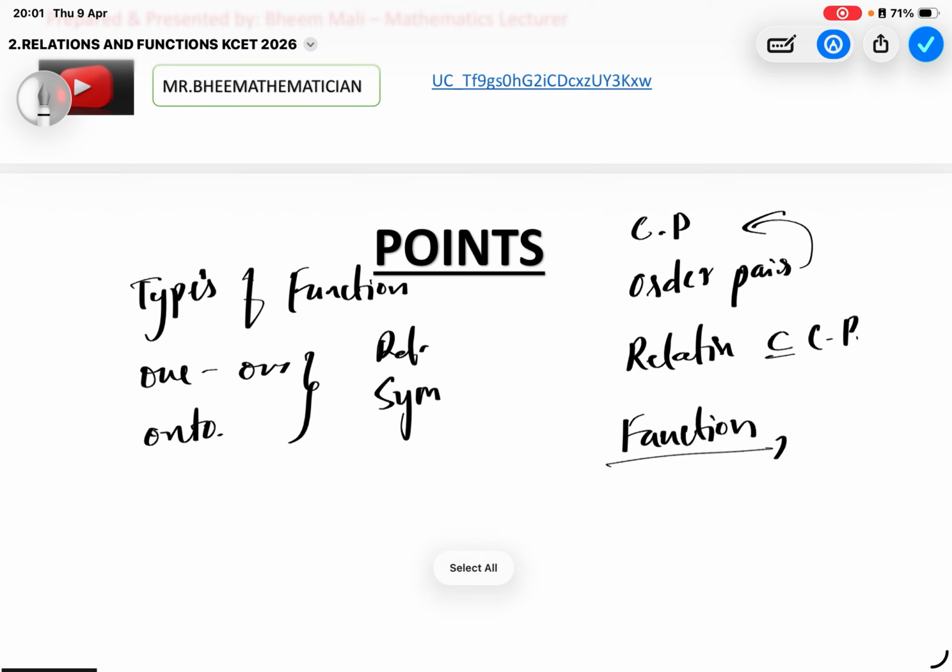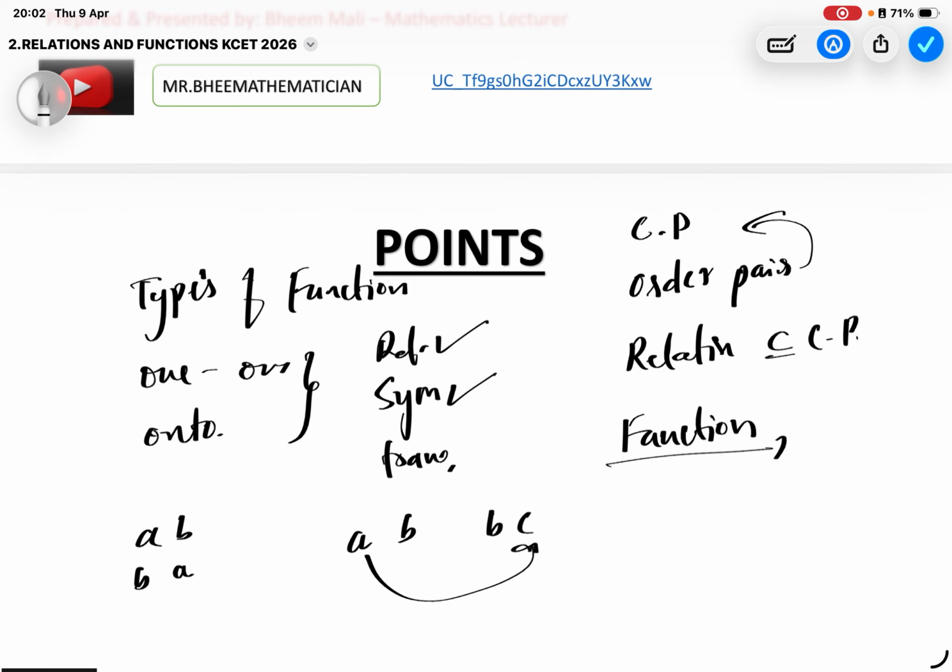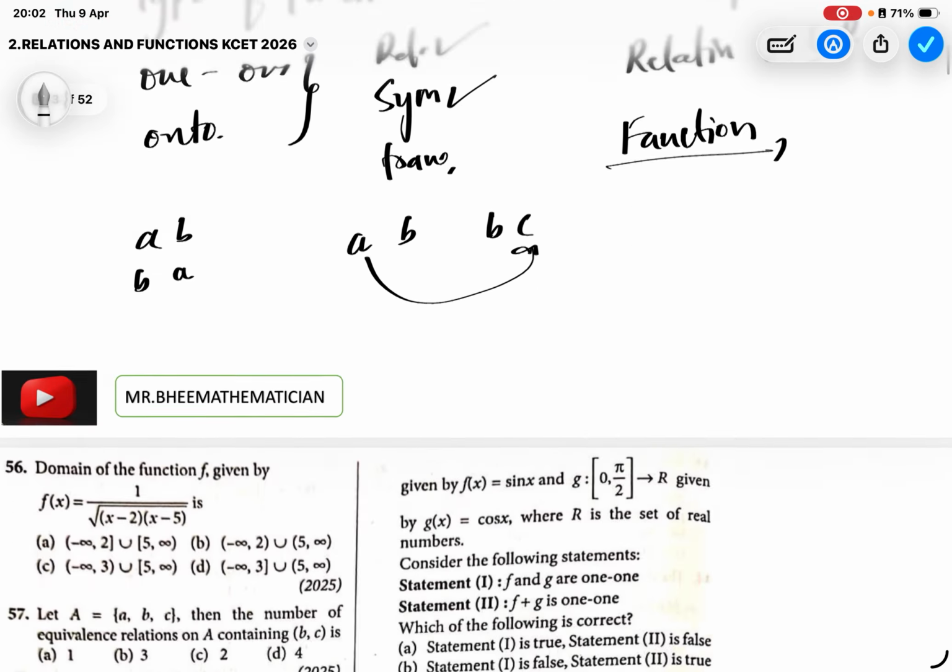Types of relations: reflexive, symmetric, transitive. What is the meaning of reflexive? It is related to itself. Symmetric: if A is related to B, then B has to be related to A. Transitive: A related to B, B related to C, then A has to be related to C. You have to remember all these things.